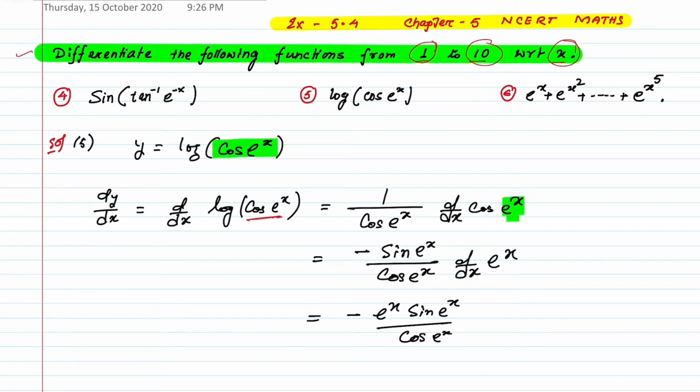Now here, we know that sin x by cos x is tan x, so it can be written as minus e to the power x tan of e to the power x. So this is our result. That's how we can solve the fifth. And now let me show you the next.